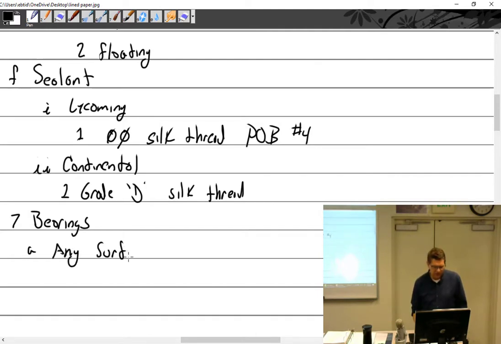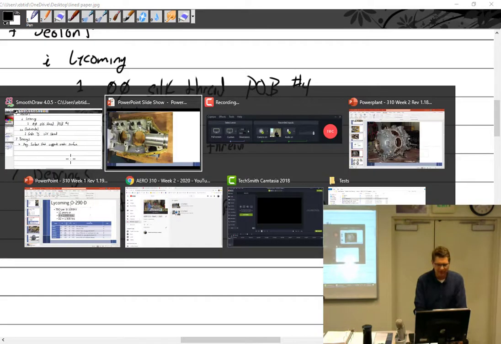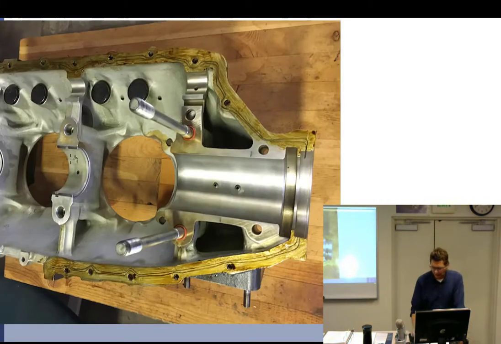Any surface that supports another surface. Now, sometimes I'll use the word bushing. So what's the difference between a bearing and a bushing? Bushing holds something tight. Bushing is a plain bearing? Kind of, yeah. I wasn't prepared to answer my own question. I sometimes use them a little bit interchangeably. I probably shouldn't. A bushing is actually a bearing that has been pressed into something.